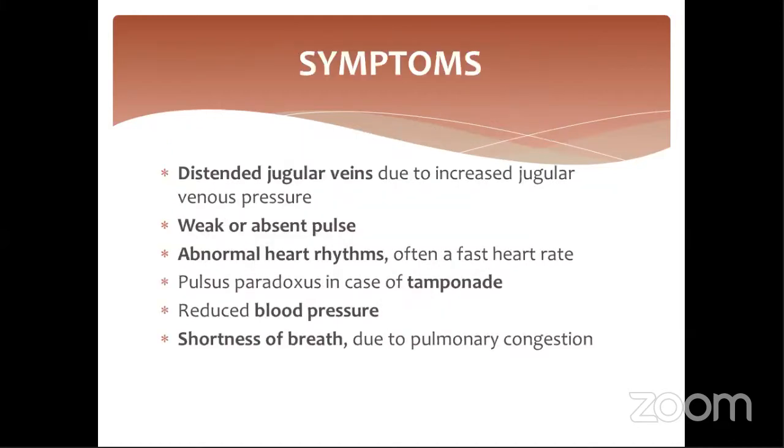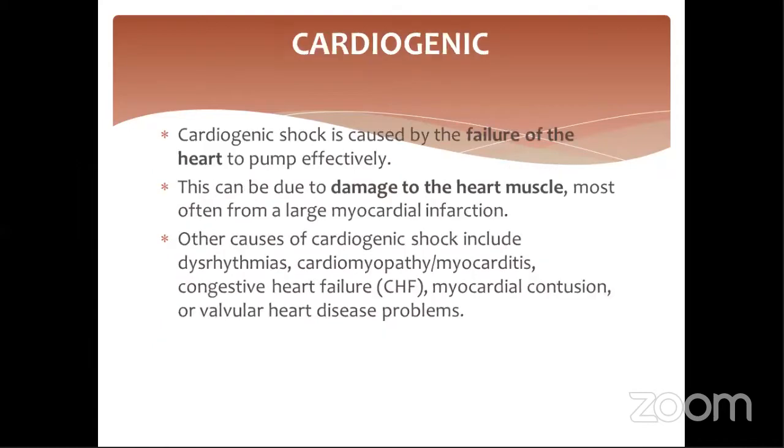So symptoms are a weak or many times absent or irregular pulse, abnormal heart rhythm, tamponade, that is pressure or accumulation of fluid in the pericardium, reduced blood pressure, shortness of breath, distended jugular vein. These are the main symptoms of cardiogenic shock.